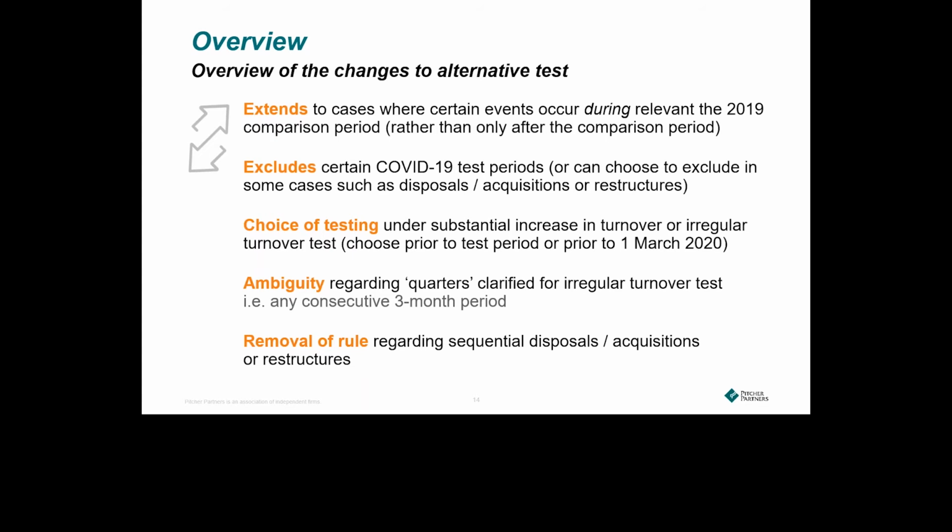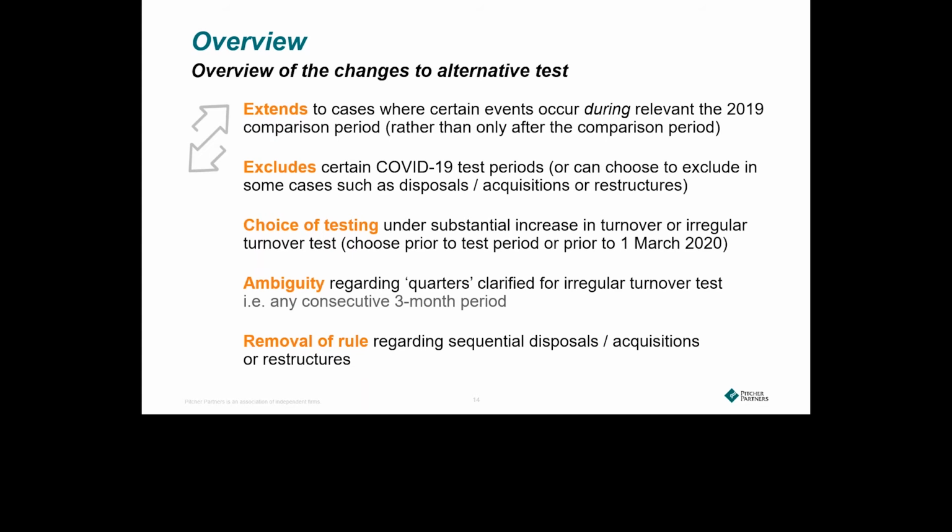Essentially, in the first case, they made an extension to cases where certain events occurred during the relevant 2019 comparison period. Under the original legislative instrument, if you were testing a comparison period, you had to look at events that happened after the comparison period. One big change was the comparison period became a quarter rather than a month, which excluded a lot of entities from applying these tests. So what they've done is moved the testing period. You just need to look at the start of the comparison period, not after it. So it's brought in a lot more cases that can use these alternative tests.